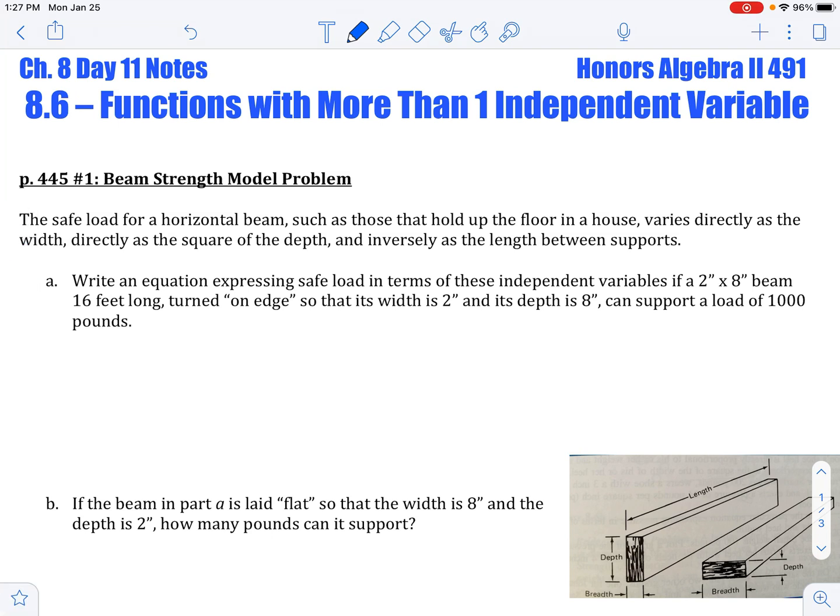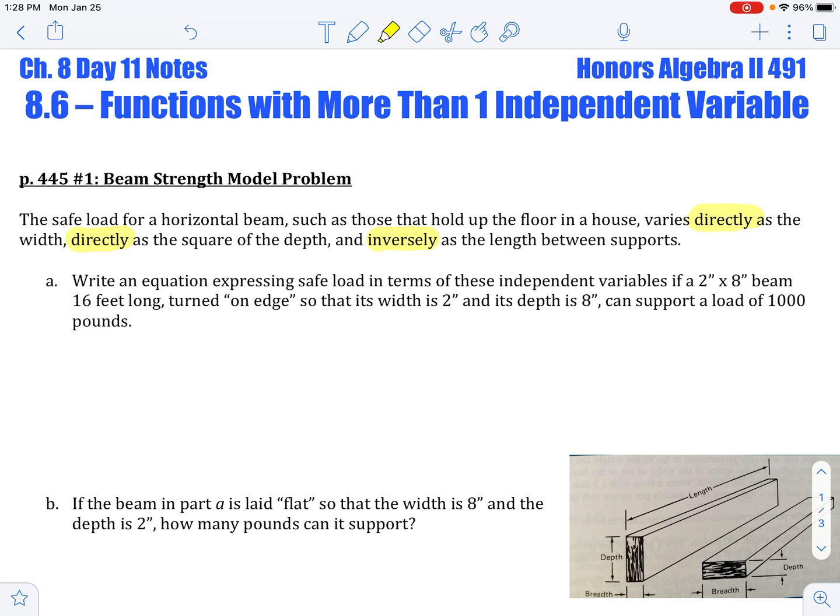So, for example 1, this is page 444 called the beam strength model. The safe load for a horizontal beam, such as those that hold up the floor in a house, very important, varies directly, I'm going to highlight, directly as the width, directly as the square of the depth, and inversely as the length between the supports. This is going to be one equation. They are all directly and inversely related to the same constant because it's one big sentence, one big problem here.